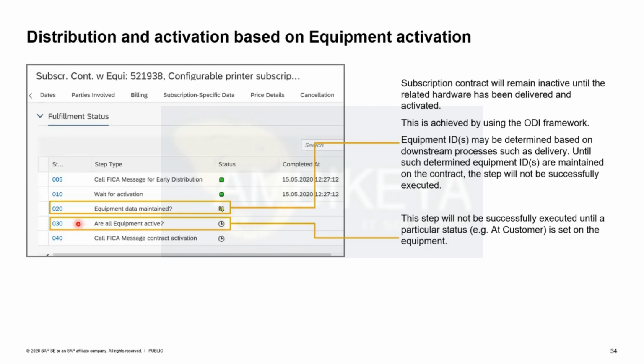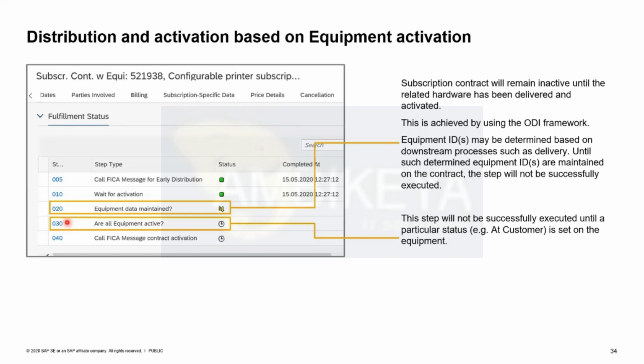Because if there are multiple equipments, it may take time until these are delivered and these are active. But revenue accounting might need to know that this contract exists, and it will be billed from 1 month or in 2 months. So in this case, it makes sense to distribute this contract early to FICA so that revenue accounting will be informed in time.